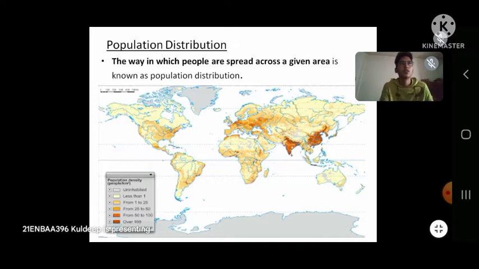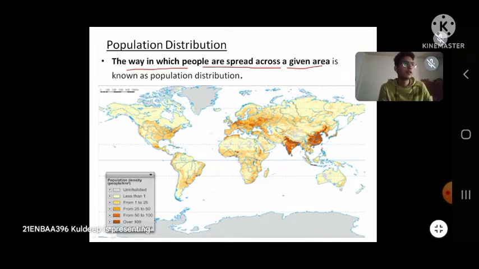So that's about the population: the way in which people are spread across a given area. Of course, we will look at the world, and then we will also look at particular regions, India and Asia, or we will see Africa, South America, North America, Europe, Russia, and Oceania. Now, this is a map of our world.